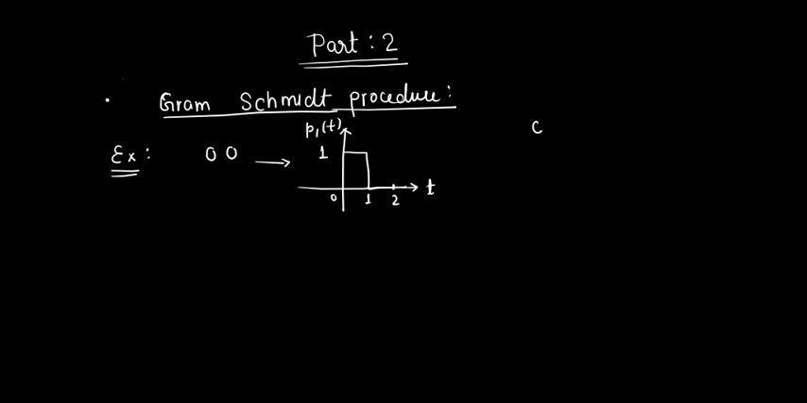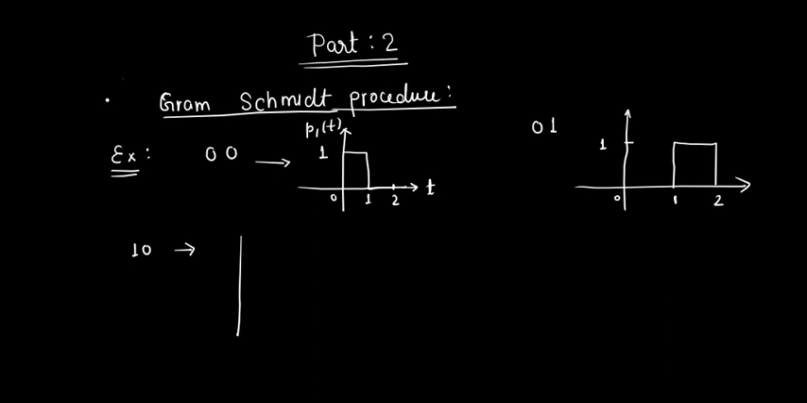Okay, 0 1 will be mapped with something like this: for 0 to 1 unit of time it will be 0, and for the next unit of time it will be 1 unit in amplitude. The last one I map like this: for all the 2 units of time which I am using for the communication, the amplitude will be -1 by √2. So this is my P3(t).